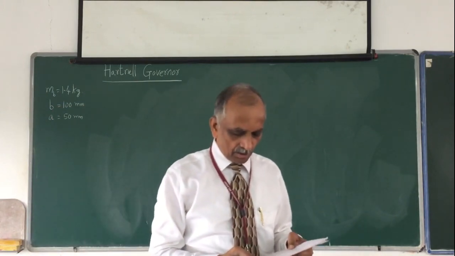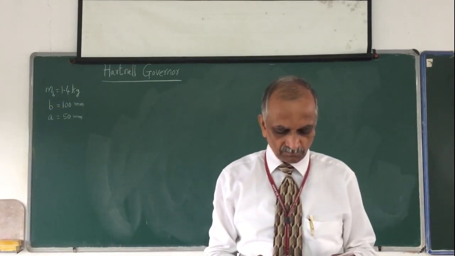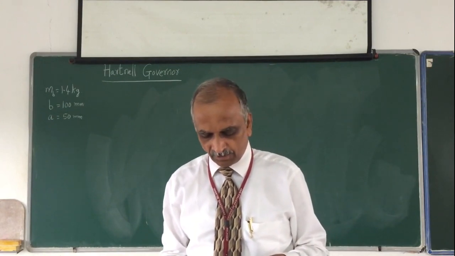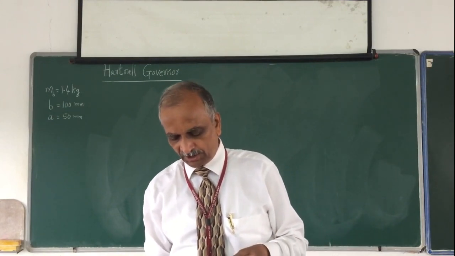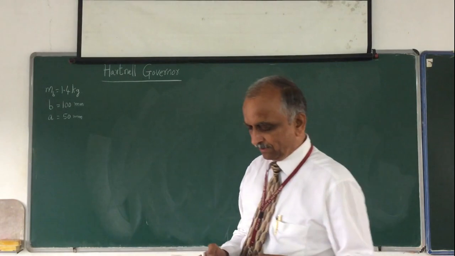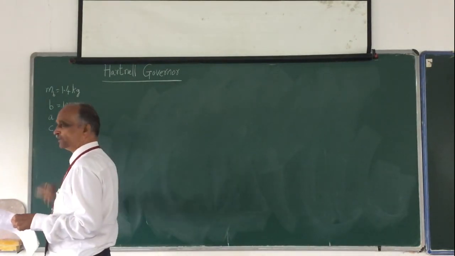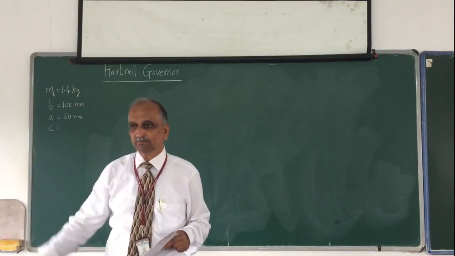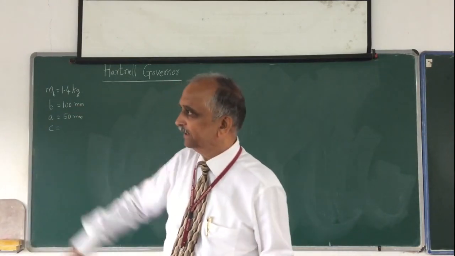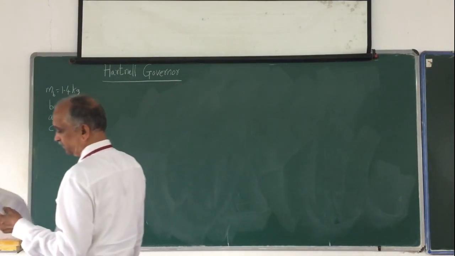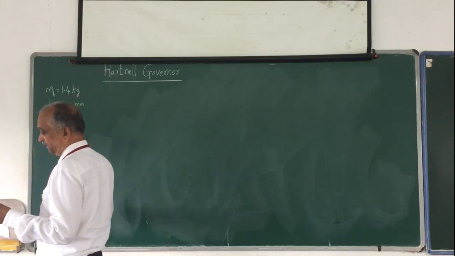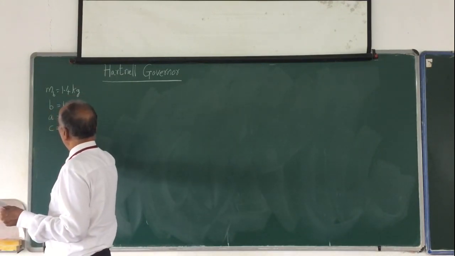The distance of the fulcrum of the bell crank lever from the axis of rotation is 80 mm. Again, quite clear with our notation. The distance between the fulcrum of the bell crank lever and the axis of the spindle we are denoting by C, and this C is 80 mm.